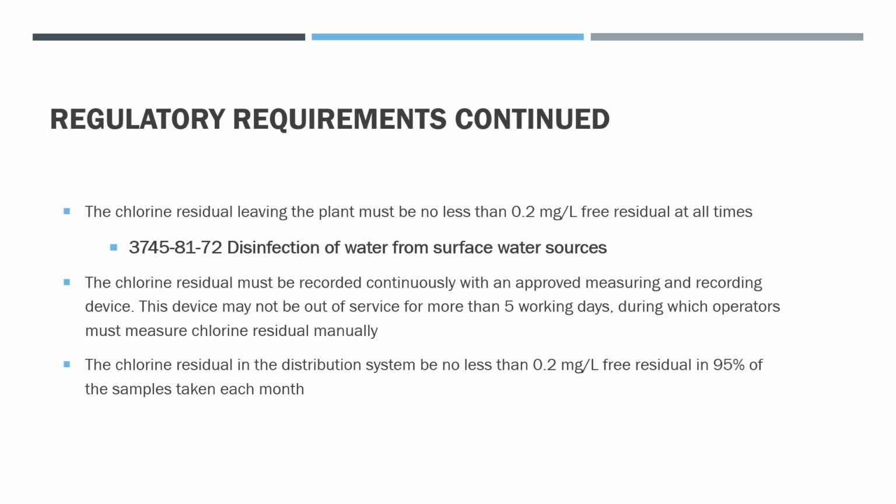The regulations also specify that the chlorine residual that leaves the plant can be no less than 0.2 milligrams per liter free residual at all times. This comes from section 3745-81-72 of the disinfection of water from surface water sources here in Ohio.